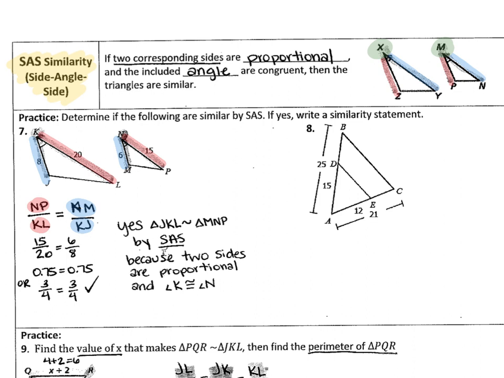Let's check their proportion. If we put the numbers for NP, which is 15, over KL, which is 20, and the number for NM, which is 6, over the number for KJ, which is 8, and I actually divide those fractions, are these numbers the same? Yes. Okay, so we're good so far. The only other thing we check is to make sure that these two angles are the same. Is K the same as N?